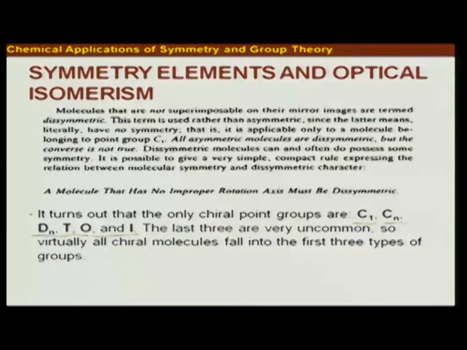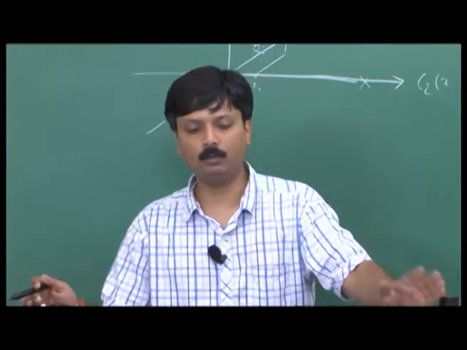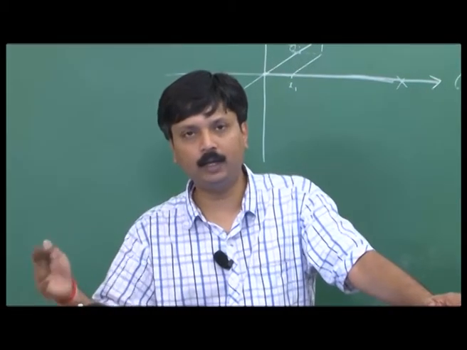Now why does it happen? If you have a mirror plane, that can produce a mirror image, and that becomes superimposable. So having a mirror plane in that molecule will make sure that it is not chiral, it will not show any optical isomerism, and the same is true for inversion. Those two are very easy to figure out.